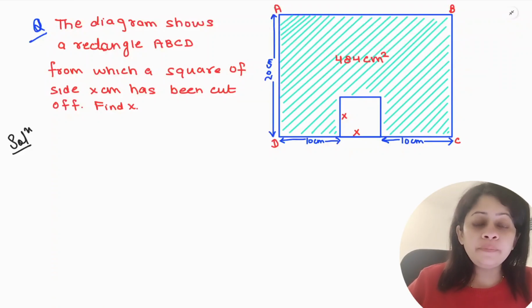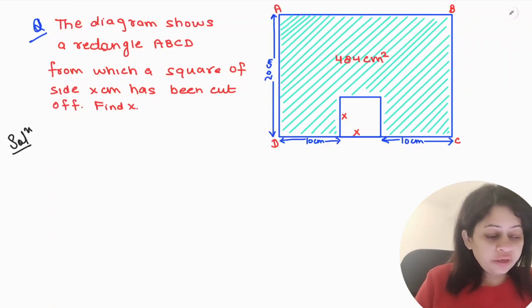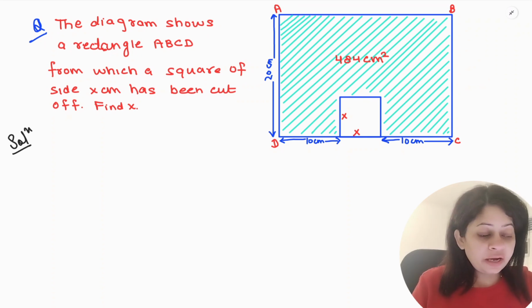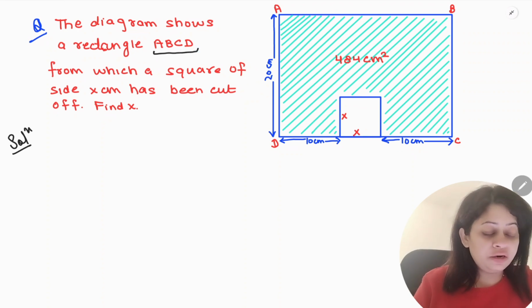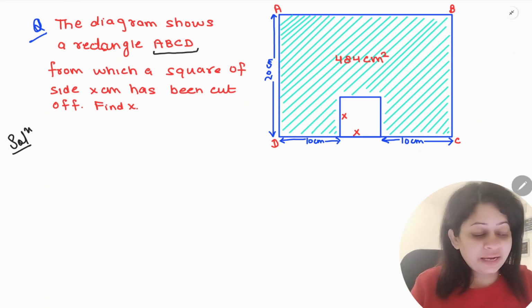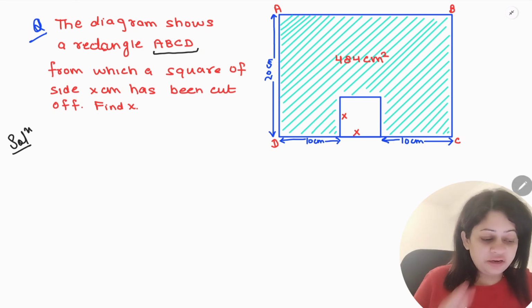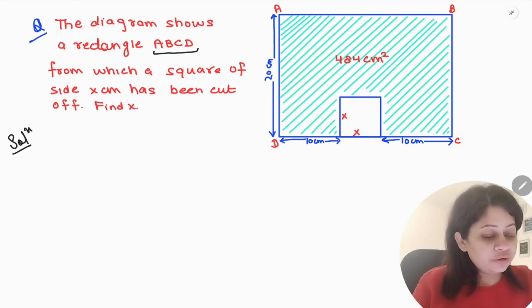I'm Upasana Taneja. So in today's video we have this question. We are given a rectangle, right? The diagram shows a rectangle ABCD, from which a square of x centimeter has been cut. The figure is not to scale, but you can see that this is a square. They have cut this square, right? Then they say we need to find the value of x, right?